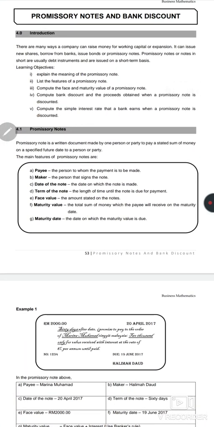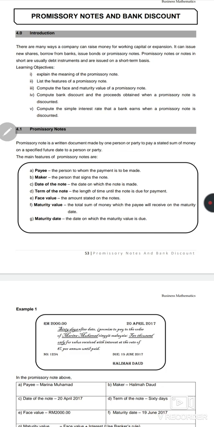In the introduction, there are many ways a company can raise money for working capital or expansion. It can issue new shares, borrow from banks, issue bonds or promissory notes. Promissory notes, or notes in short, are usually debt instruments and are used on a short-term basis.